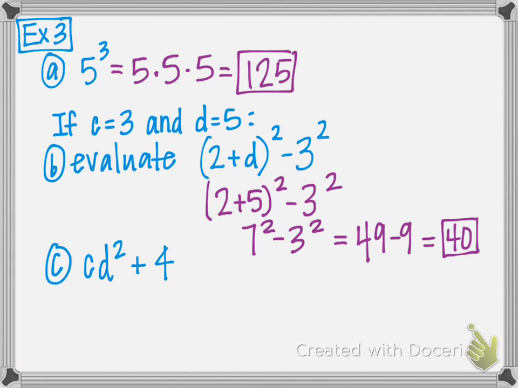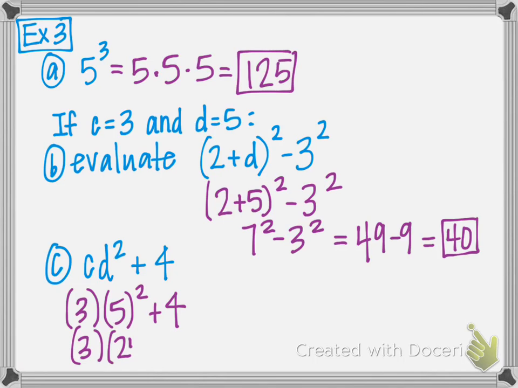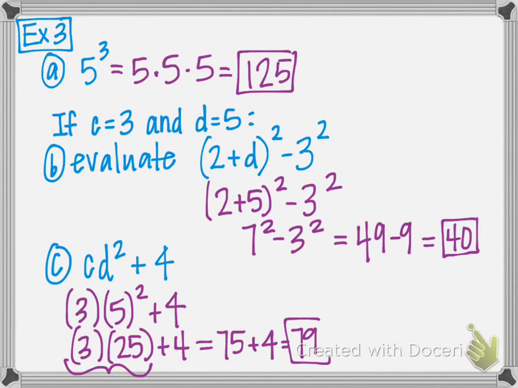And C, you're going to replace the C with a 3, the D with a 5, plus 4. And I want you to notice that the exponent 2 is only on the 5. So we'll do that first. 5 squared is 25. So it's 3 times 25 plus 4. Do multiplication next. So that's 75 plus 4, which is going to be 79. Okay?